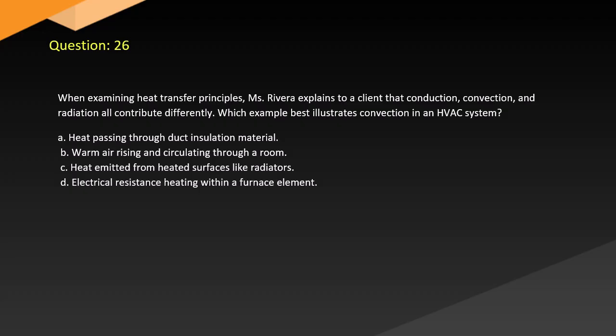Question 26. When examining heat transfer principles, Ms. Rivera explains to a client that conduction, convection, and radiation all contribute differently. Which example best illustrates convection in an HVAC system? A. Heat passing through duct insulation material. B. Warm air rising and circulating through a room. C. Heat emitted from heated surfaces like radiators. D. Electrical resistance heating within a furnace element.